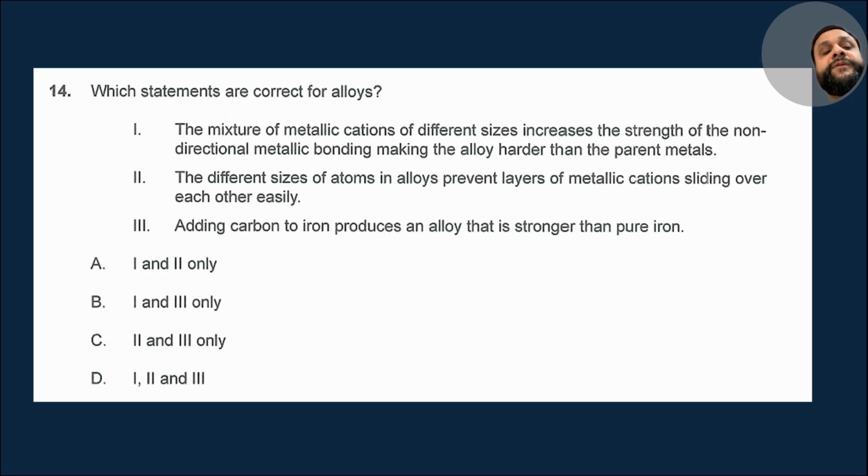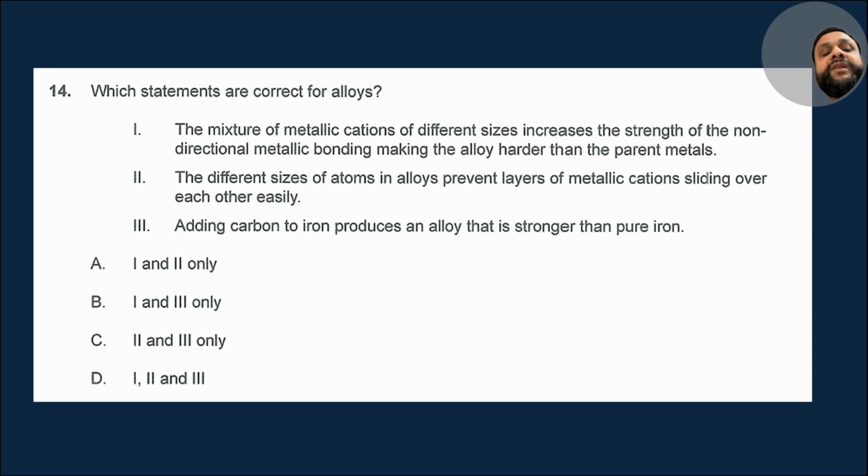Question 14. Which statements are correct for alloys? So the first statement is the mixture of metallic cations of different sizes increases the strength of non-directional metallic bonding, making the alloy harder than parent metals. True. Number 2, the different sizes of atoms in alloys prevent the layers of metallic cations sliding over each other. Yes. So the layer gets distorted and it prevents the sliding of layers over each other.